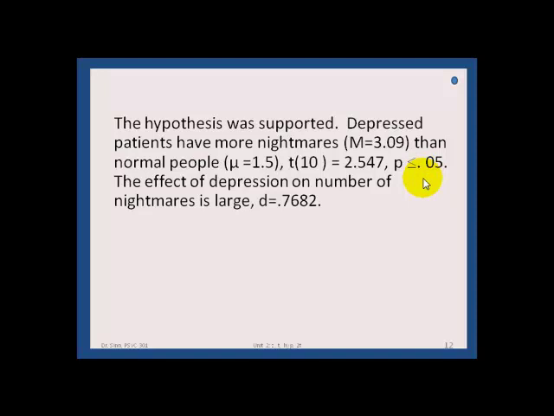And then we would figure out the effect of depression. The effect on the number of nightmares is large. d is equal to 0.7682. And again, we just take the difference between the sample mean and mu, and then divide that by the standard deviation on the output, and that gives us the d value.